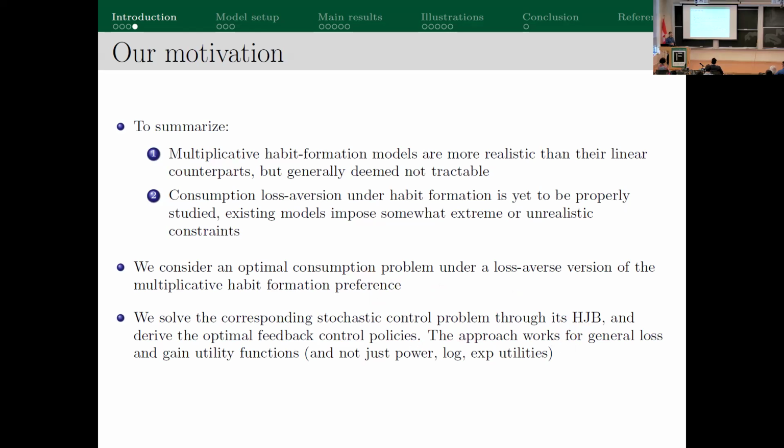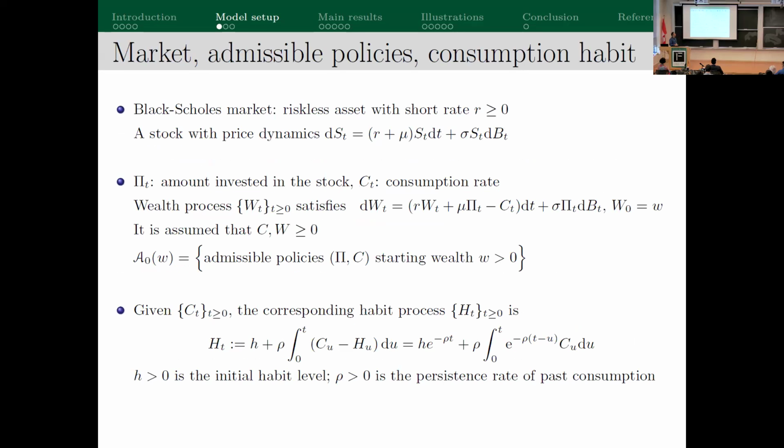Okay, so with this introduction, let me go to the details. The setup of the model is very standard and straightforward. I take a Black-Scholes market, and I introduce C as the consumption rate and pi as the amount invested. This is your normal wealth constraint. Admissibility is the same as usual: you just make sure that your wealth stays positive.